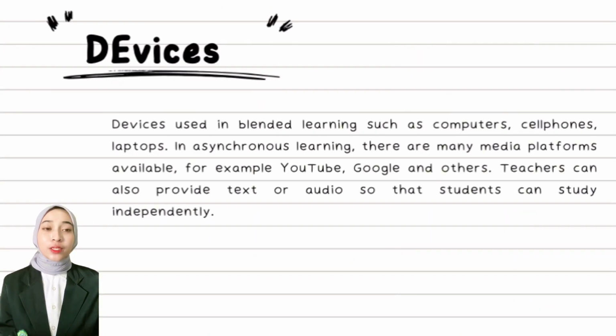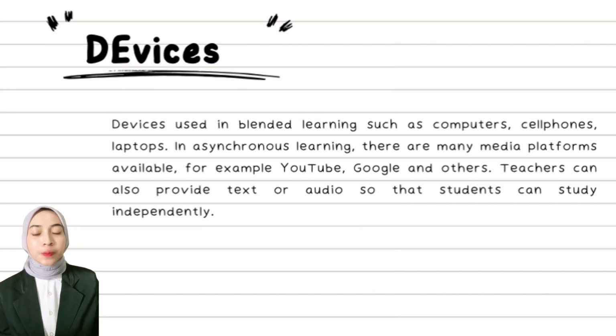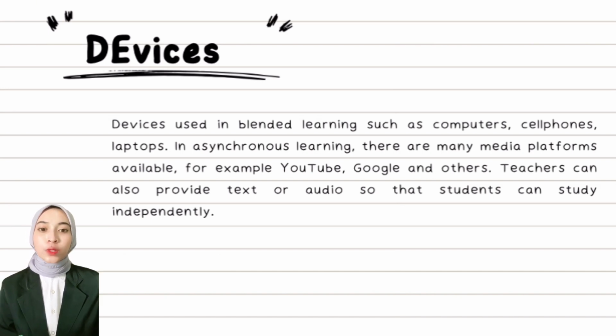Okay, the next is devices in flipped classroom. Devices used in blended learning are such as computers, cell phones, laptops. In asynchronous learning, there are many media platforms available, for example YouTube, Google, and others. Teachers can also provide text or audio so that students can study independently.